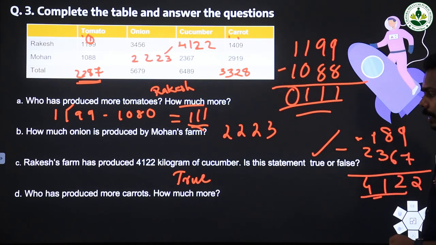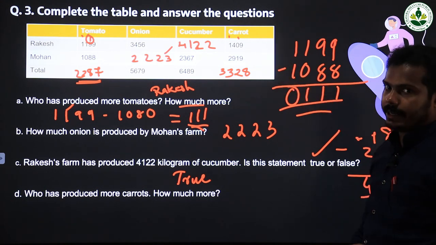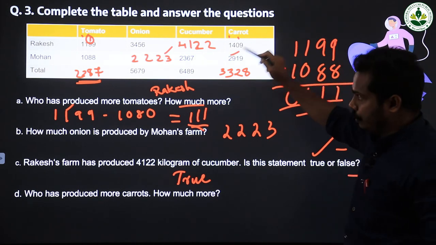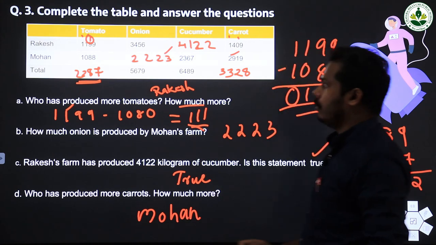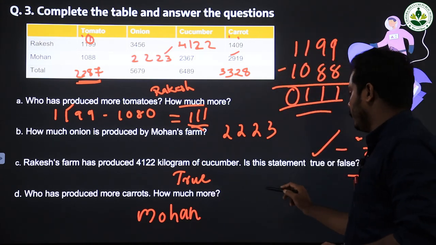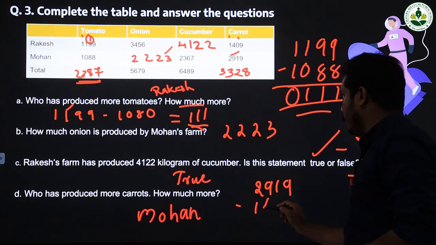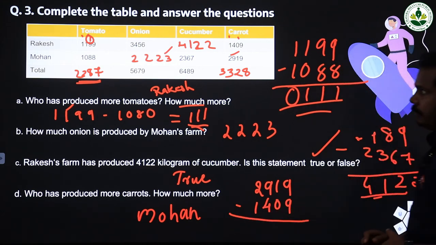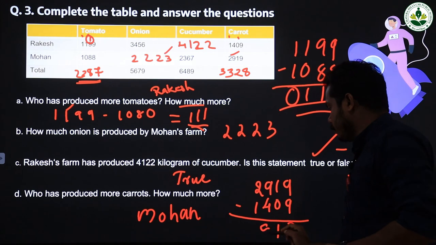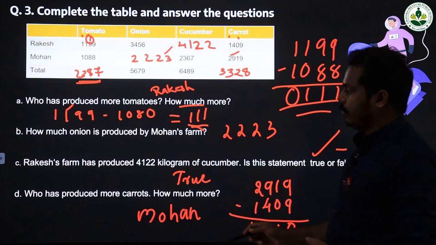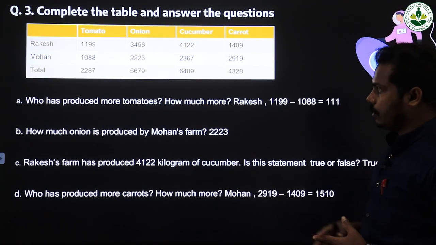Last question: who has produced more carrots? Here, the first number is 1409, the second number is 2919. If you compare the thousands place digit, then we can easily find it. Mohan produced more carrots. The answer is Mohan. And how much more? We need to find the difference. So for finding the difference, we subtract these two numbers. 2919 minus 1409. 9 minus 9, 0. 1 minus 0, 1. 9 minus 4, 5. 2 minus 1, 1. So the difference between these two numbers is 1510.